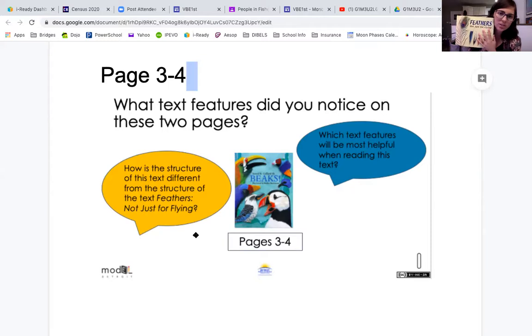So how is the structure different in Beaks than Feathers, Not Just for Flying? So we're comparing this book to this book. We're going to kind of see how they're different. So how is the structure of the text different from Beaks to Feathers? So take a look. Let's take a look at page 3. That is actually 4. Let's take a look at page 3.